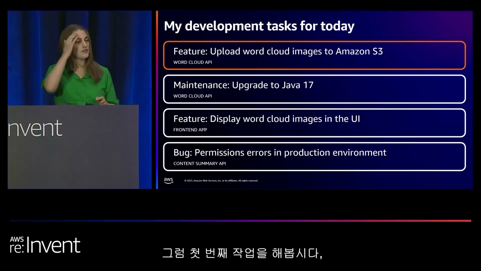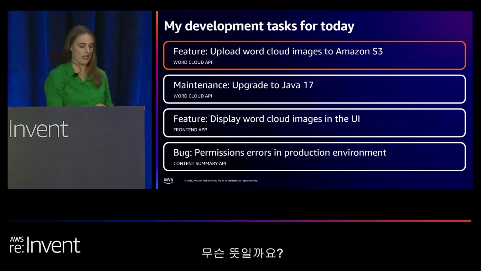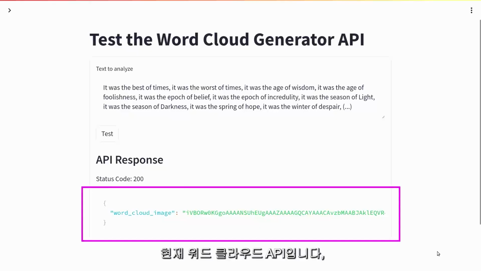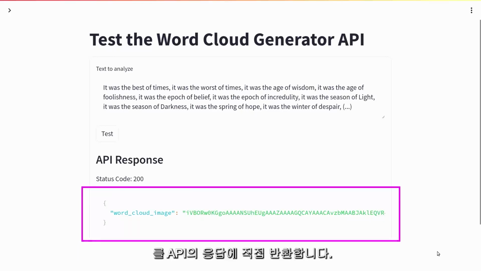So let's work on this first task, upload word cloud images to S3. What could that mean? So currently the word cloud API, we're seeing a sample response here. It returns the raw image data for that generated word cloud image directly in the API's response. And you can see the sample here.